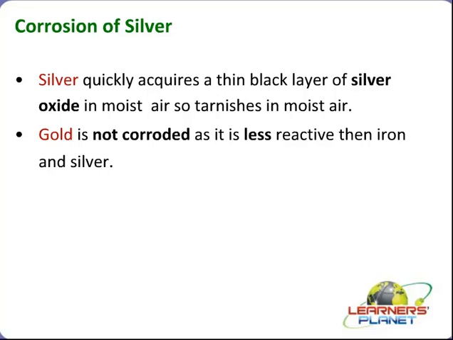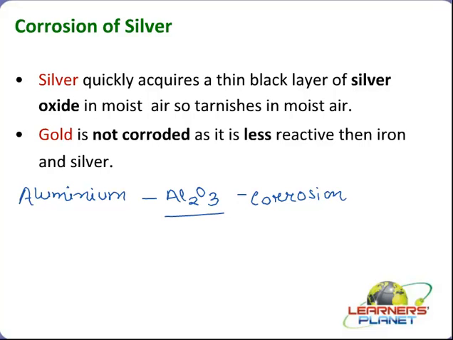So that black layer formed over aluminium, this black layer formed is what? It is aluminium oxide, Al2O3. This is also rusting or corrosion. But here what is happening, children? This rusting, or corrosion, helps aluminium. What has happened? There is a protective layer of aluminium oxide over it.